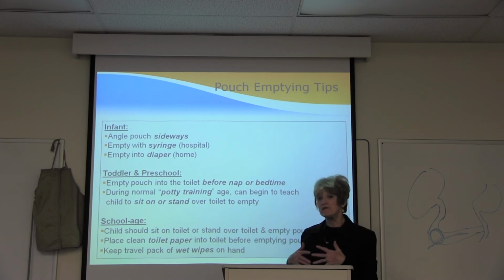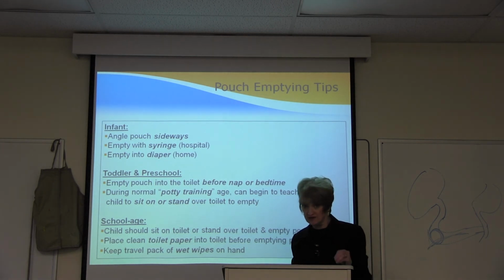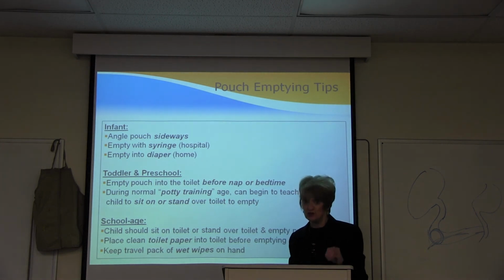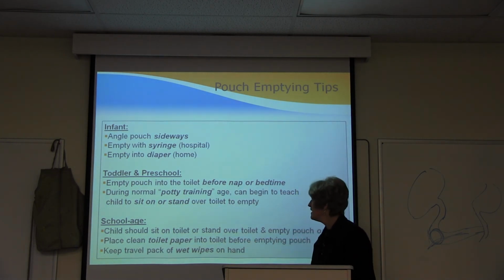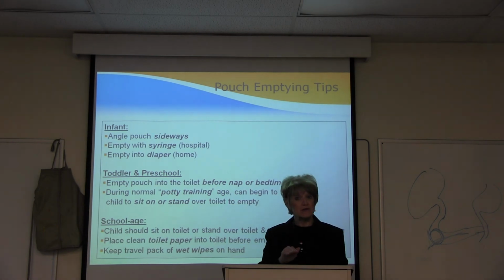And then as they move into the preschool years, you want to start transferring responsibility for emptying the pouch to the child. We'll come back to this during growth and development. And then school age, of course, they're either going to sit or stand. Most kids sit, but some might stand. They're at a pretty good angle to stand and empty, whereas adults are pretty much too high. They can put toilet paper in the toilet first so that they don't get splashed back.